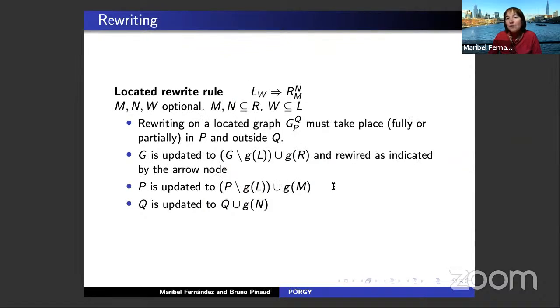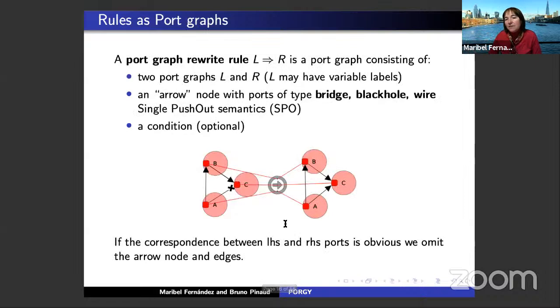So rewrite rules can also indicate modifications on the position graph. So they are also located per graphs. So basically we can say that when we rewrite, we want to add a particular node to the position subgraph, or we want to ban it so that no more rewriting can happen in that node.